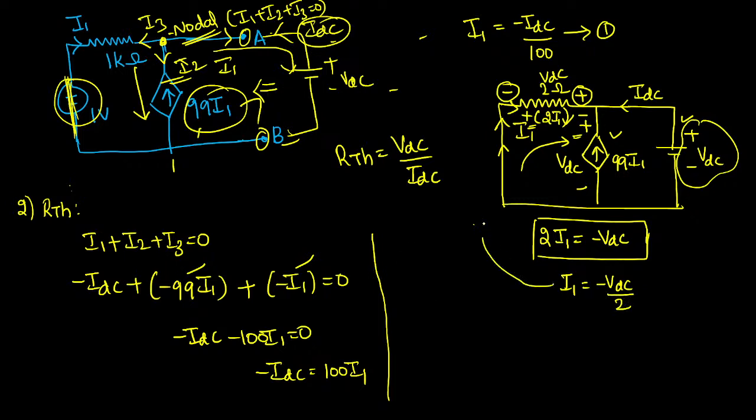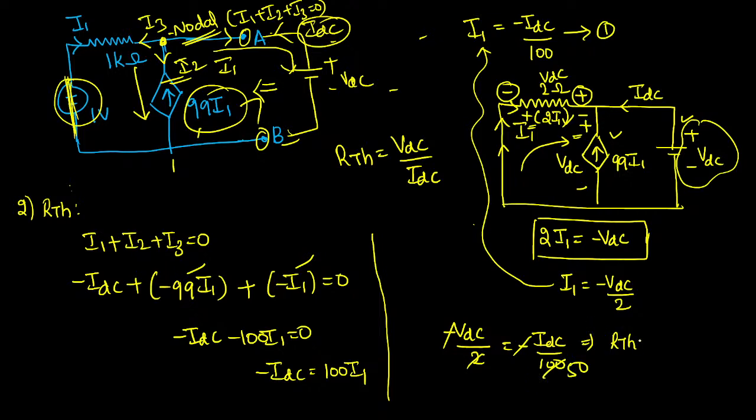Okay, let us substitute this I1 here, such that it will become minus VDC by 2 equal to minus IDC by 100. The minus signs cancel, and 50 times 2 is 100. We know the value of RTH equals VDC divided by IDC. So pass this VDC to the left-hand side. From this we can say 1 by 50 ohm is the value of resistance for the given circuit.